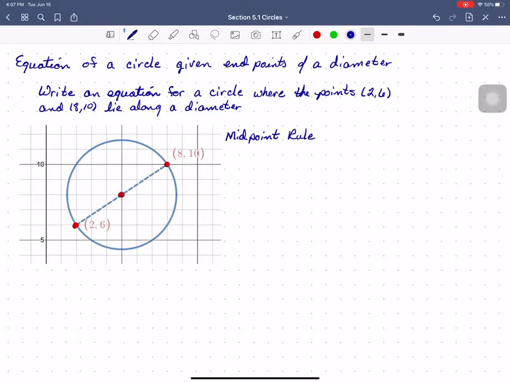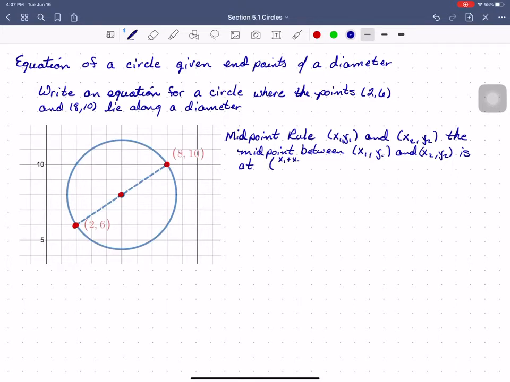And the midpoint rule says that if you've got 2 points, (x1, y1) and (x2, y2), the midpoint between them is at the point where the x-coordinate is the sum of the x's divided by 2, and the y-coordinate is the sum of the y-coordinates divided by 2.